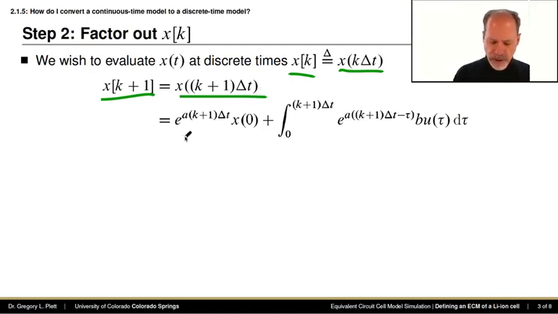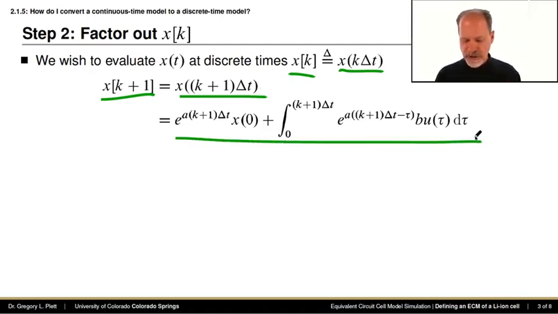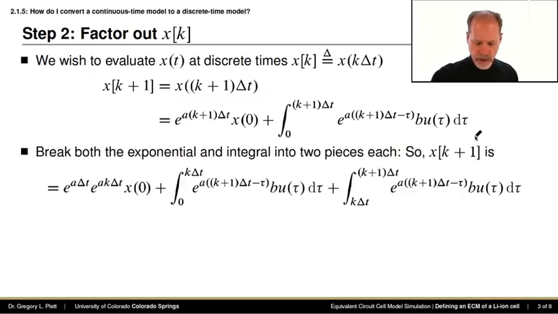And then I take the equation from the previous slide, which was our result for x of t, and I put in t equal to k plus 1 times delta t, and we get this result right there. What we do next is we take this e to the a k plus 1 delta t and we factor that into two different components. So it's e to the a delta t and e to the a k delta t. Not much change happened there.